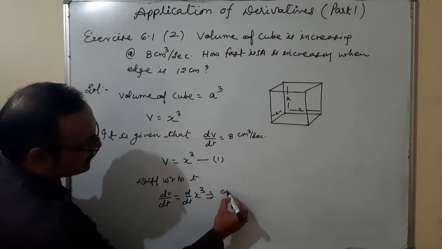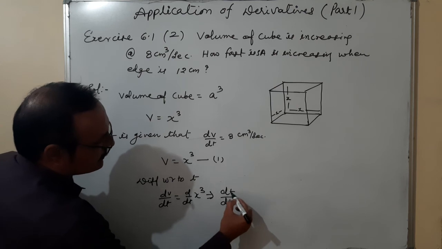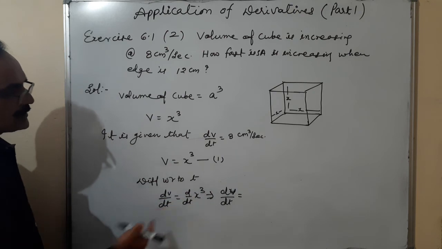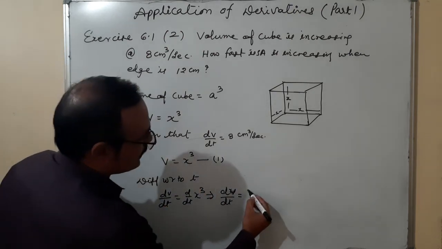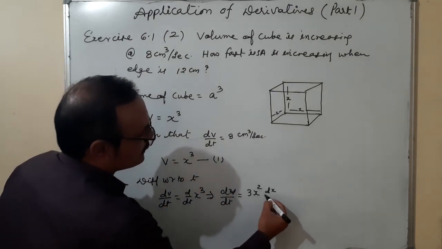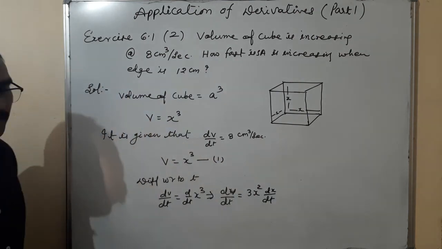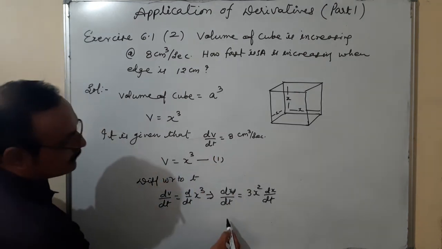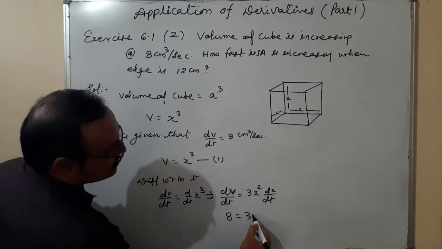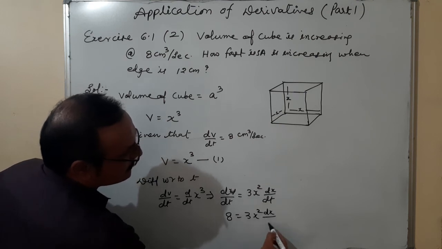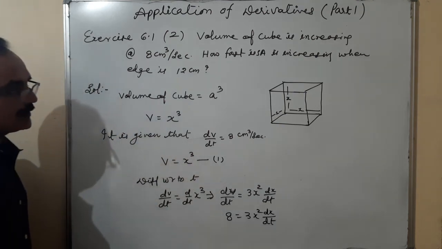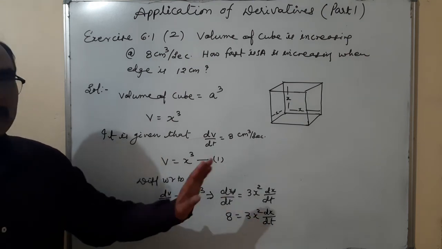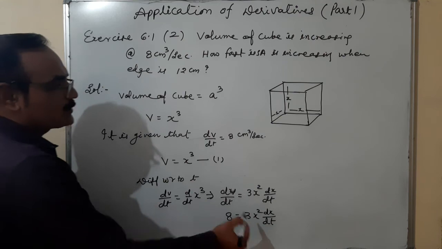So what is coming? This dV by dt is equal to 3x square dx by dt. Okay, 3x square dx by dt. dV by dt is given 8. So 8 is equal to 3x square dx by dt. Got it? Here dx by dt is 8 upon 3x square. Or you can leave it here only as dx by dt.